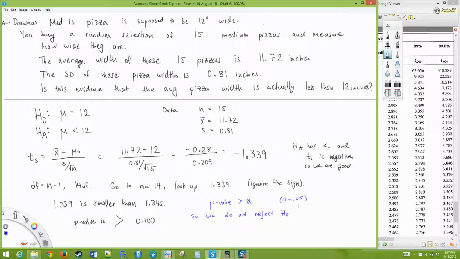the null hypothesis. And what does that mean in the context of this pizza problem? We didn't find much of a difference between the sizes. Yeah. So even though I looked at 15 pizzas and the average was less than 12 inches, this does not prove that Domino's is cheating me out of pizza, okay? It doesn't mean that the medium is actually less than 12 inches, okay? So we do not have evidence that the average width of a pizza is less than 12 inches.